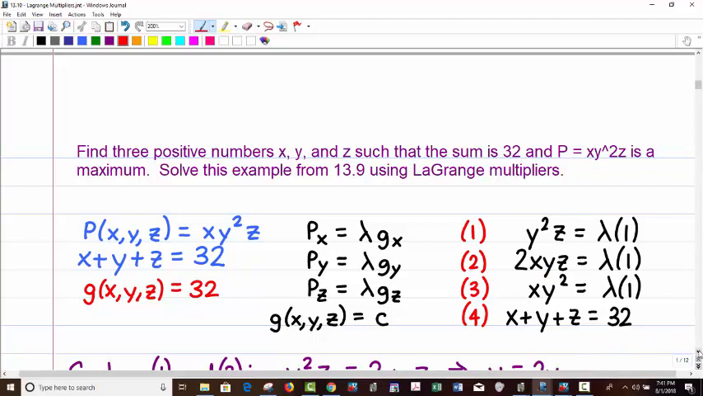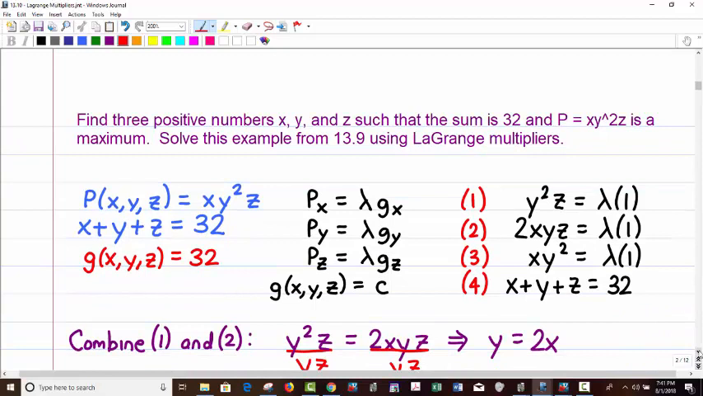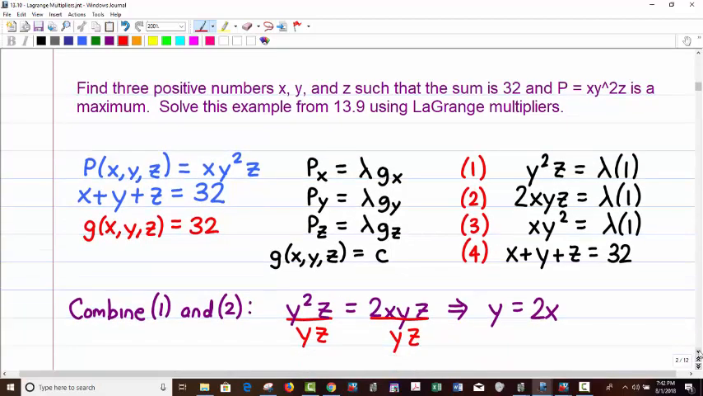Oftentimes, when I teach this in a face-to-face class, I'll work some problem out and a student will come to me and say, hey, I went with this method and got the same answer, is that okay? And if it's done correctly, absolutely. So the way I go about this is not the only way it can be done. But we're all working from this set of 4 equations.